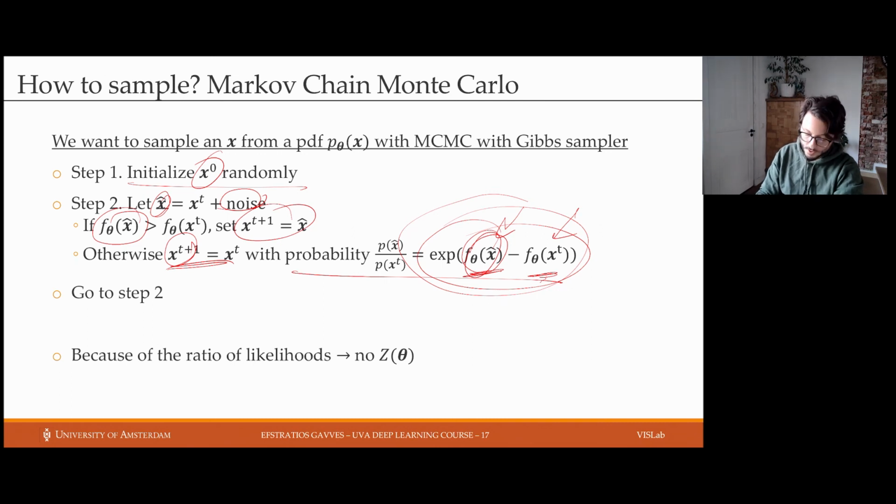till convergence. Because of this ratio of likelihoods, the partition functions get cancelled out, and for our sampling, we don't really need to compute the partition function. Just having the scores from the numerator is good enough.